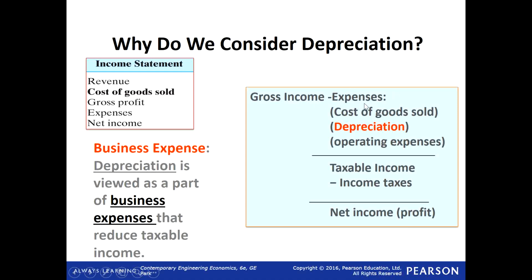Gross income minus expenses. What is gross income? It is gross profit, right, minus expenses, and one of the expense items is depreciation, right? Then we calculate taxable income minus taxes, and we have net income, right? So with this, depreciation is basically considered part of business expense, and it reduces the taxable income, right? If you put some number here, definitely this number will be reduced.